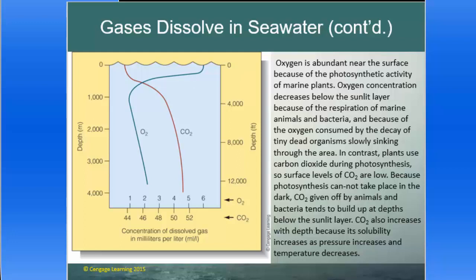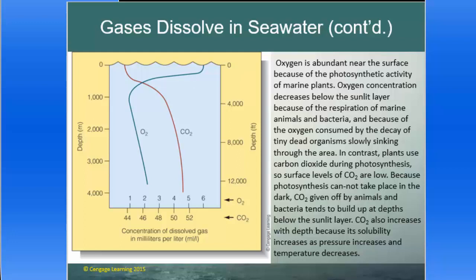In contrast, plants use carbon dioxide during photosynthesis, so surface levels of CO2 are very low. Because photosynthesis cannot take place in the dark, CO2 given off by animals and bacteria tends to build up at depths below the sunlit layer. So CO2 also increases with depth, and its solubility increases as pressure increases and temperature decreases.